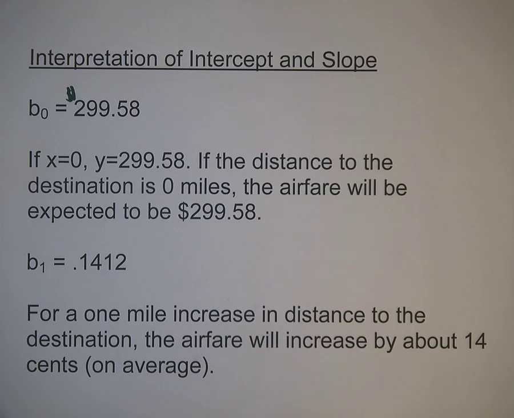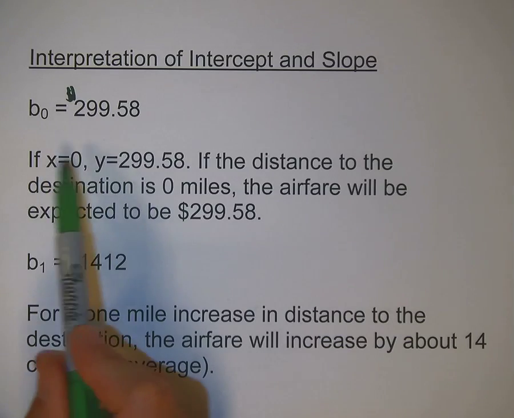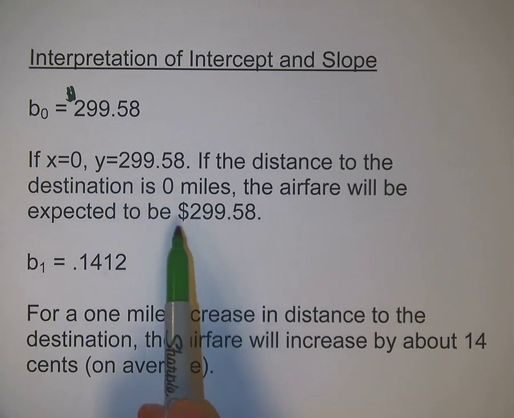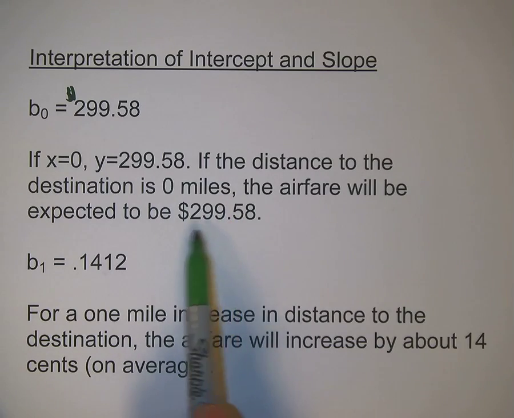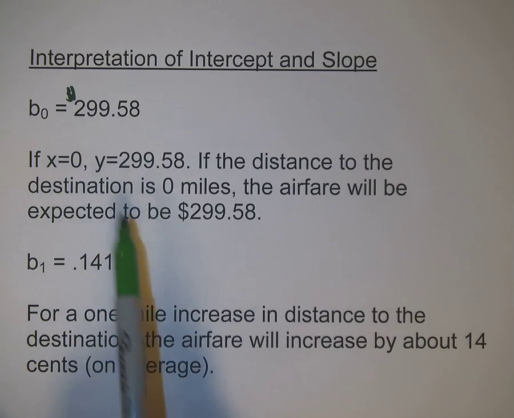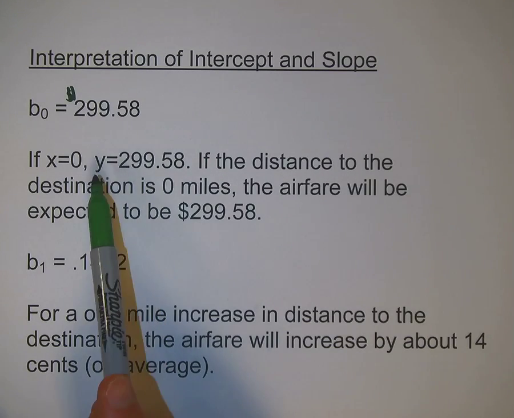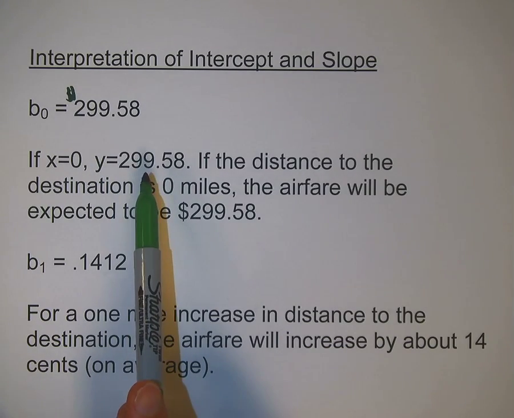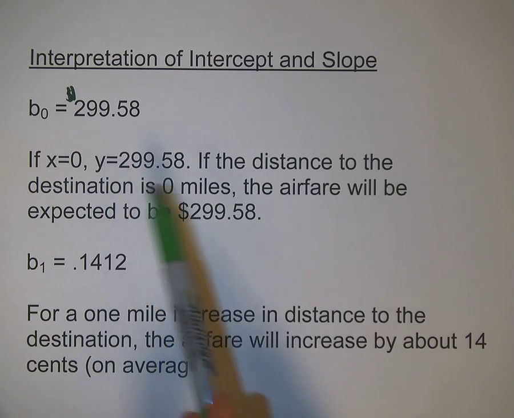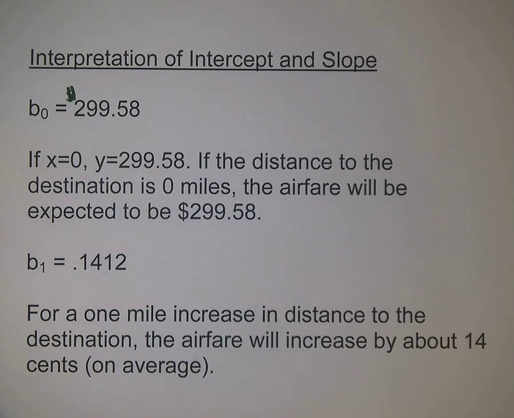If the distance to the destination is 0 miles, the airfare will be expected to be $299.58. Okay, now the only issue with that is that, first of all, you're not going to take a plane ride to somewhere that you're at, so it doesn't really make a lot of sense for that to be an airfare. But this kind of just gives us a starting value. So a lot of times, like in this case, your y-intercept won't give you a very meaningful interpretation. Okay. Sometimes even your y-intercept will end up being negative, even though a negative value isn't possible. That's another case where the interpretation of your intercept doesn't really give you much meaningful information. Okay, your slope though will always be meaningful.